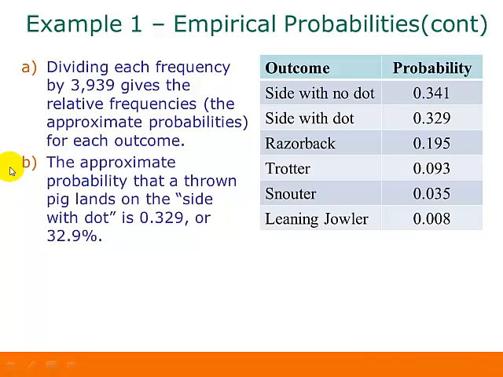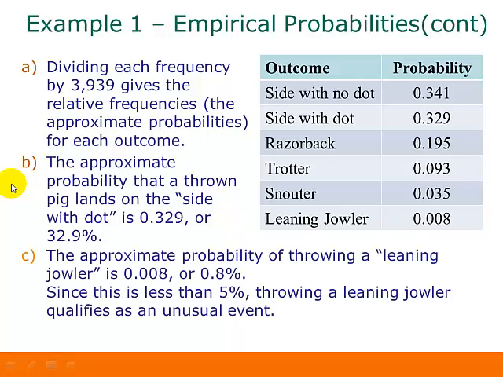Now we can calculate the approximate probability that a thrown pig lands on the side with dot. That's just 0.329 or 32.9%. The approximate probability of throwing a leaning jowler is 0.008 or 0.8%. And since this is less than 5%, that would mean that throwing a leaning jowler qualifies as an unusual event.